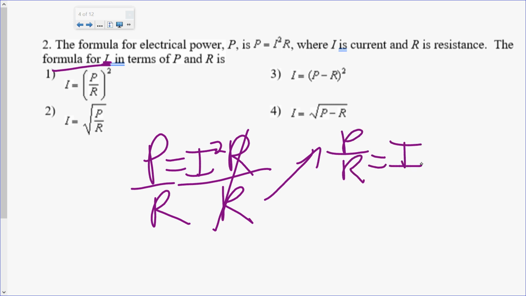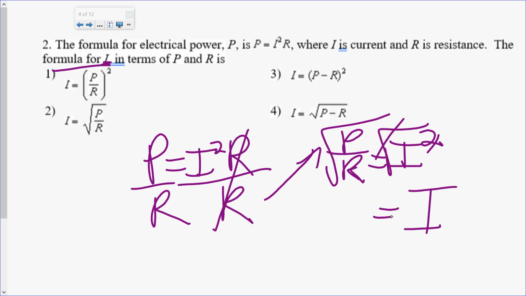Now there's one more step here. I don't want I squared, I want I. To get rid of a squared, I do the square root of both sides, and I end up with I equals radical P over r. Again, I can't take the square root of P, I can't take the square root of r, so it's just radical P over r. Choice 2 is your answer.